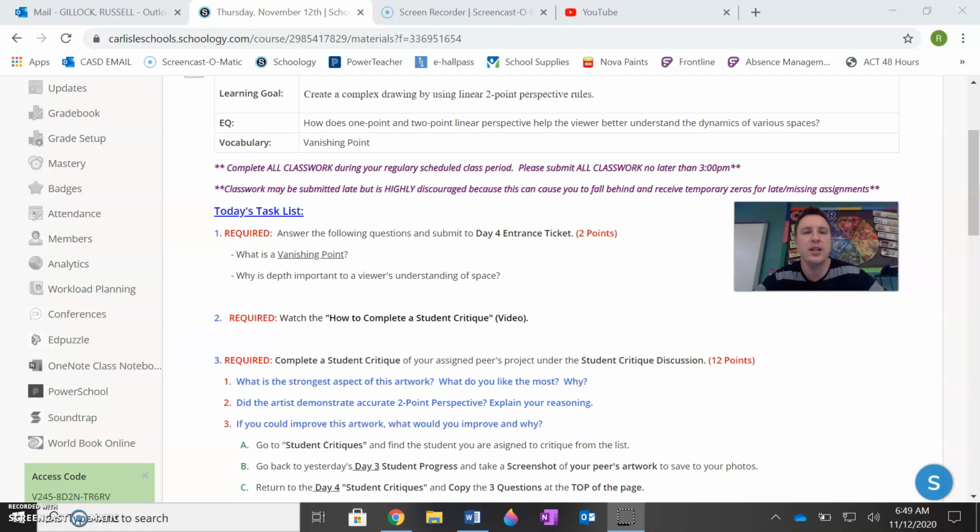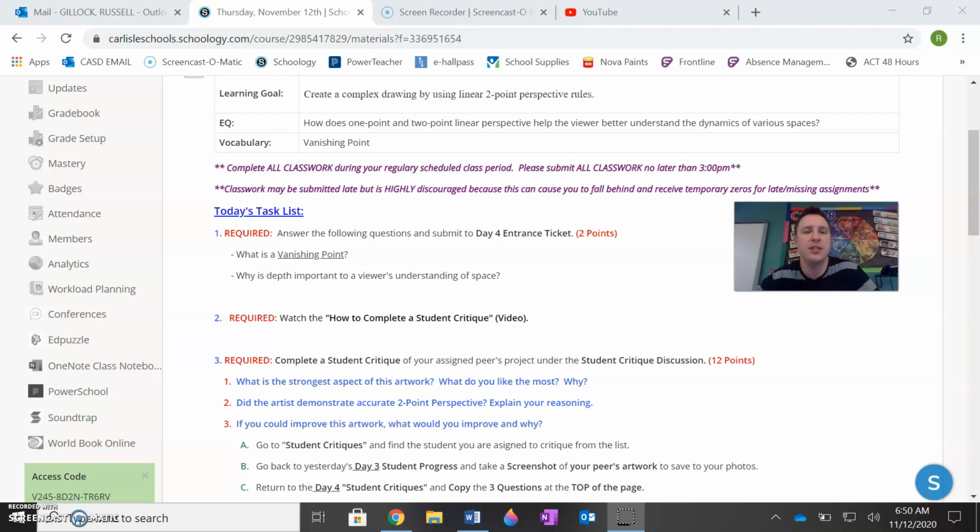And your central question is, how does 1-point and 2-point linear perspective help the viewer better understand the dynamics of various spaces? I know this is a wordy question, but we went over this the other day. And basically, linear perspective helps us understand space by creating a sense of depth in space. Instead of having a flat drawing like you might see from a younger student, using linear perspective allows the viewer to make it seem like you can go back into space because it creates that real perspective from a first-person vanishing point. So that is basically the answer to the essential question.